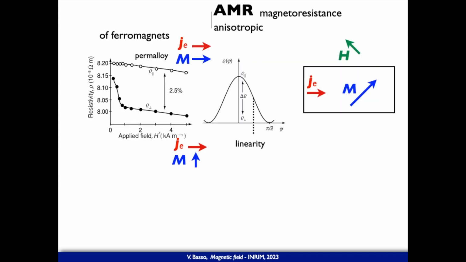Other effects that involve magnetic materials are AMR, the anisotropic magnetoresistance of ferromagnets. The point is the following. Forget about the Hall effect for the moment and take a ferromagnet. In certain ferromagnets, there is a quite large difference in resistivity if the current is applied parallel to the magnetization or perpendicular to the magnetization. Generally, it's the condition of them being parallel that gives the largest resistivity.